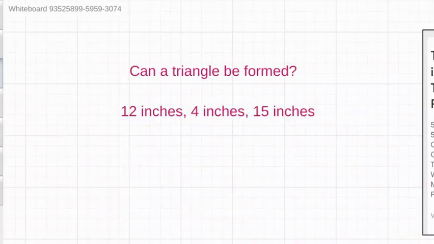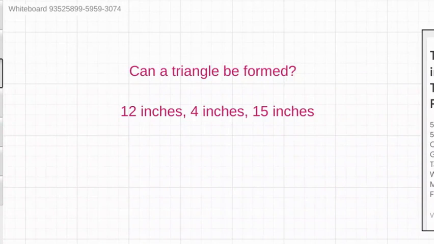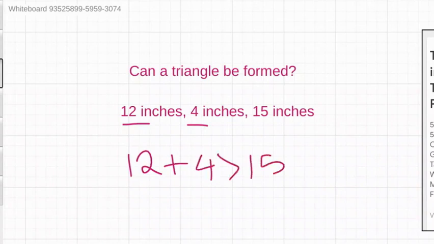Alright, let's do another one. Again, do this on your own and then come back when you have your answer. Can a triangle be formed? 12 inches, 4 inches, and 15 inches. We know 12 and 4 are the two smaller sides, so we'll set that to be greater than 15. 12 plus 4 is greater than 15. 12 plus 4 is 16, which is greater than 15, so yes.